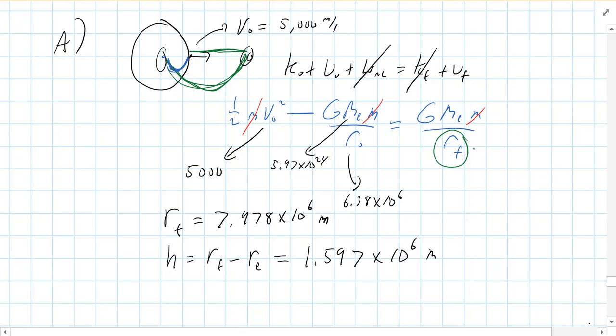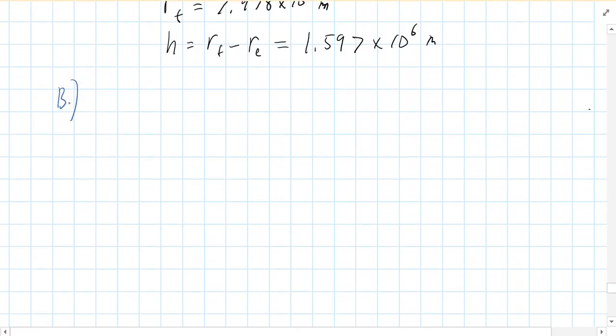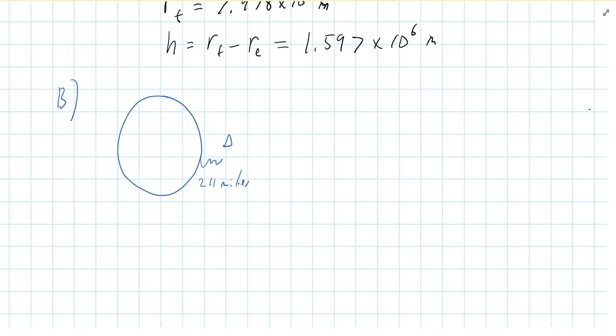All right, example 2, or example B. Let's say that you are in charge of the International Space Station. We've got the Earth here, and then here is the International Space Station. Right now, it's at a height of approximately 211 miles above the Earth's surface. And let's assume that it's in a circular orbit. Now, it's not quite in a circular orbit, but for the sake of argument, let's say it is.